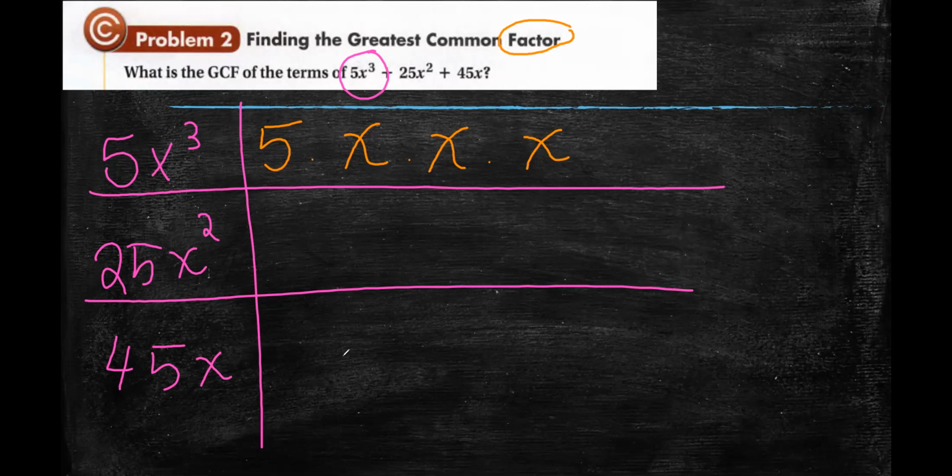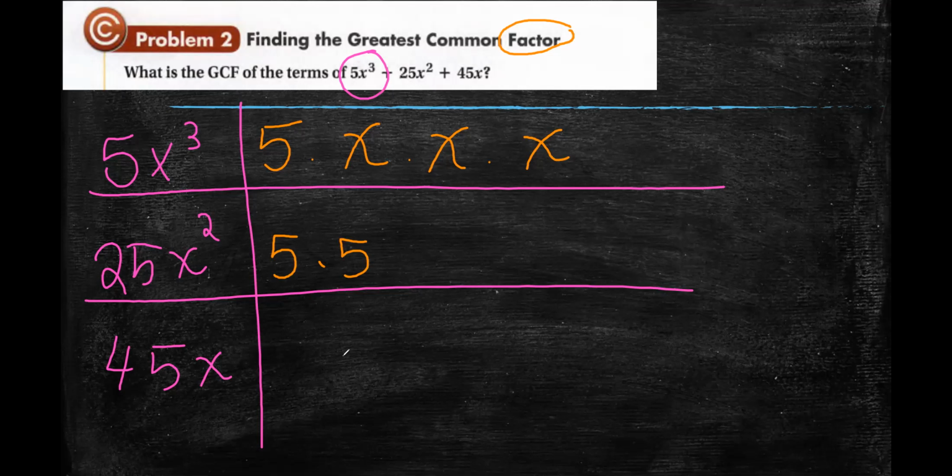Yes, teacher. 25. I want you now to write it as the prime factors. It will be 5 times 5. Is it right? Yes. In the prime factor, the 5 is a prime.